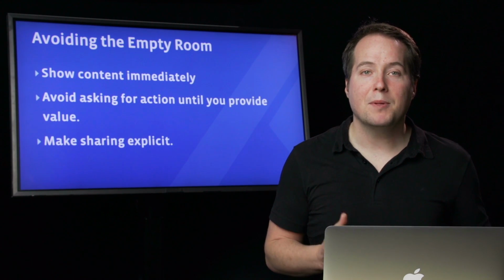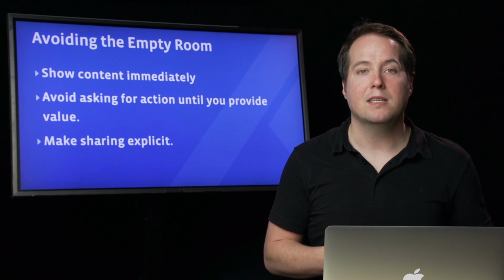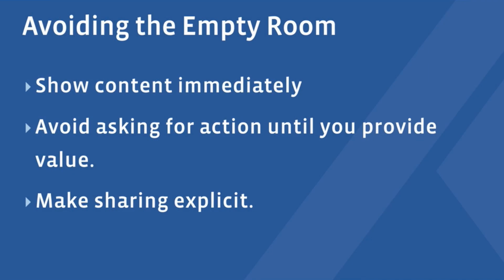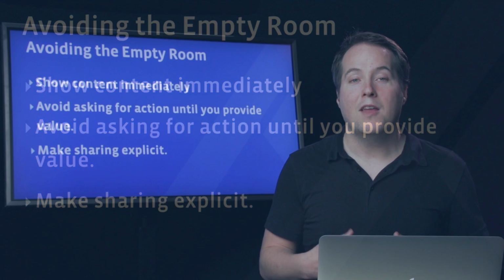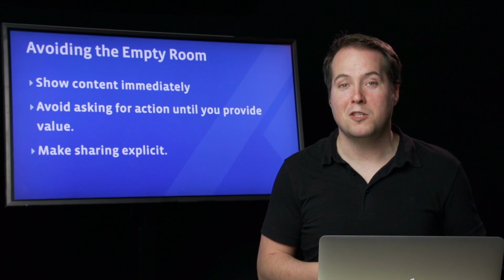So when you're building an application, the key thing to keep in mind is you want to show them content immediately. Don't start with asking someone to contribute. Start by giving them something, but then ask them to get involved. Once you ask them to provide that value and you get them to provide that action, make sure you're very, very clear with the sharing that you're going to do so that they trust you and they'll be encouraged to continue to share content with you in the future. And that's how you can build an application that'll reach 1 million users.